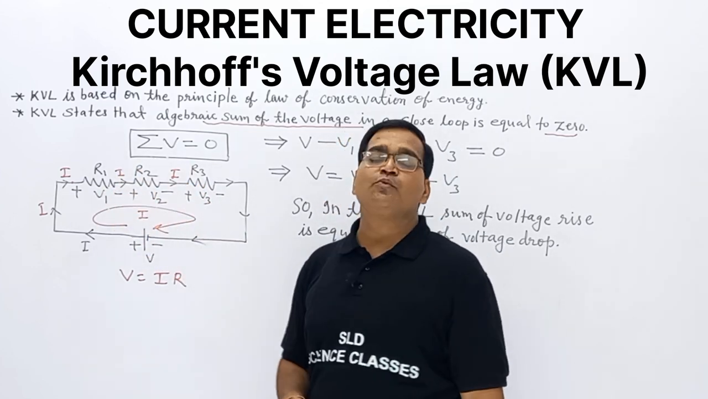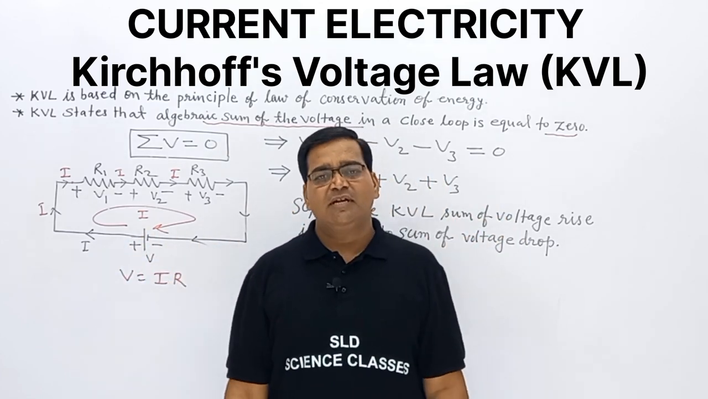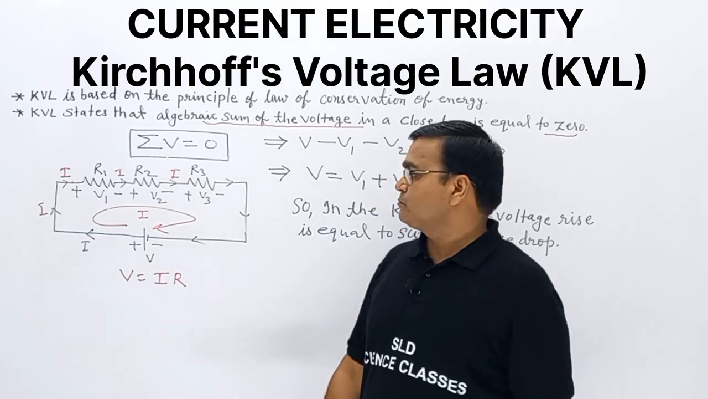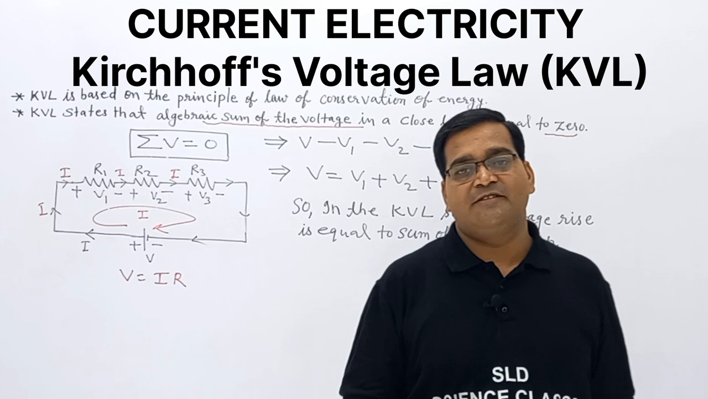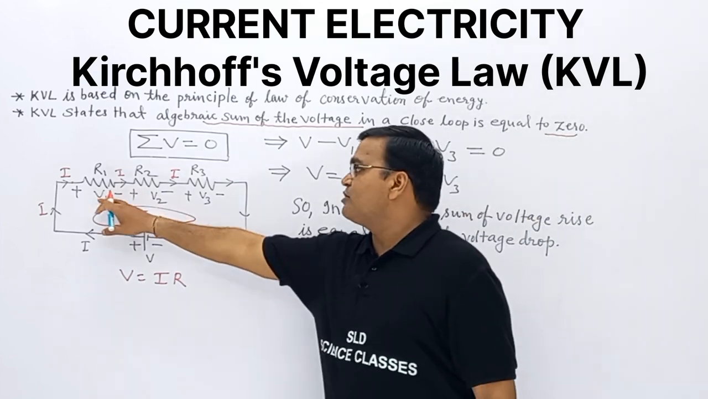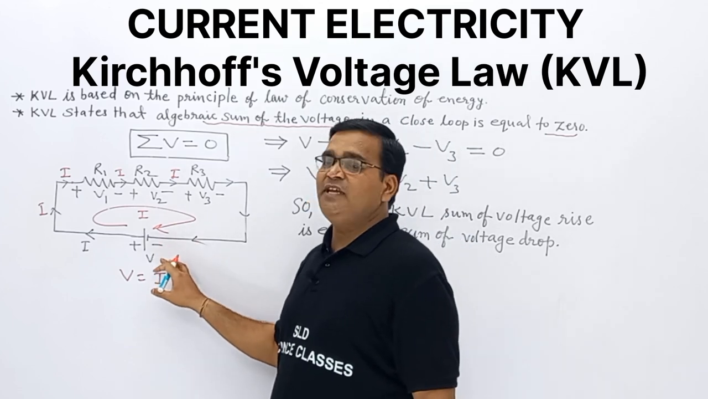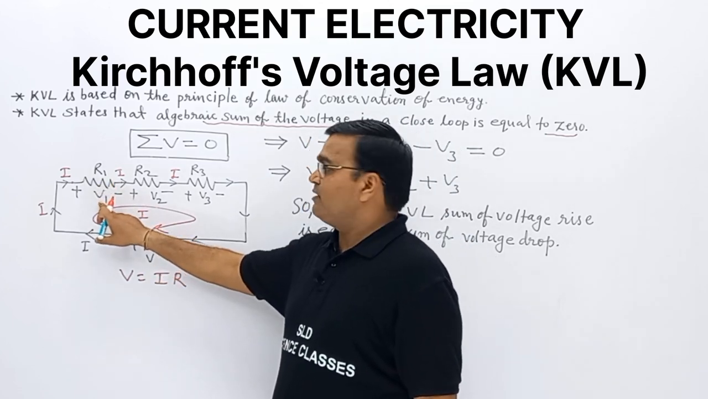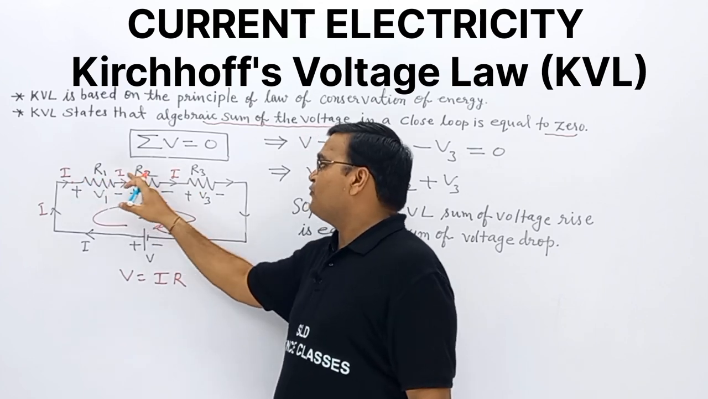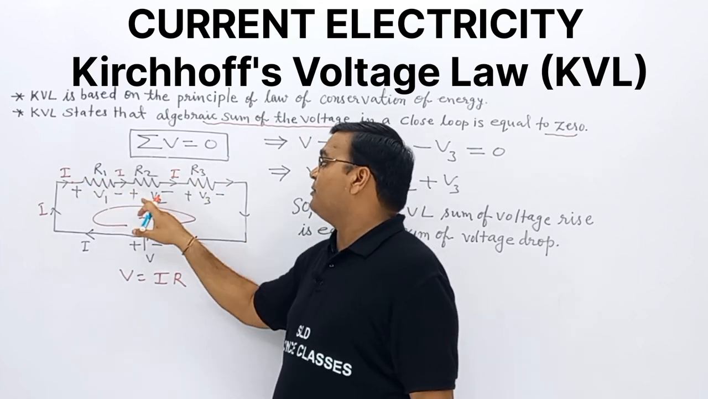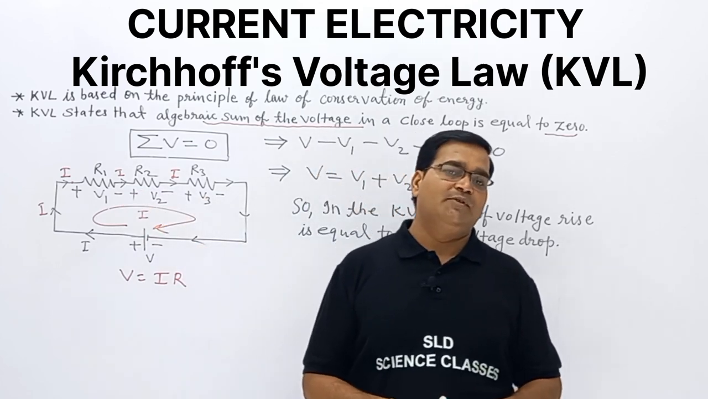V1, V2, V3 values will be different. So in a series circuit, the current is the same, but the voltage will be different. Now this is the closed loop. We want the voltage across all these elements. The source voltage is V. This element has voltage V1, a different voltage. The current I is the same in these elements, but the voltage will be different: V1, V2, V3. So what will be the KVL?